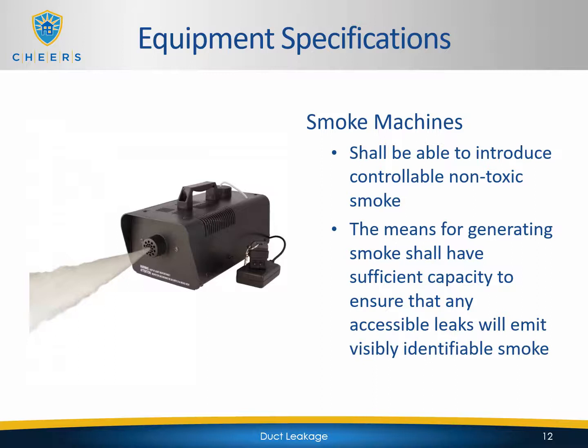So the point of a smoke machine is if you're investigating the location or source of leakage within a duct system, you will be able to basically blow smoke into the system while pressurizing the ducts so that you can visually identify where the smoke is coming out of, hence identifying the leakage points in that system.